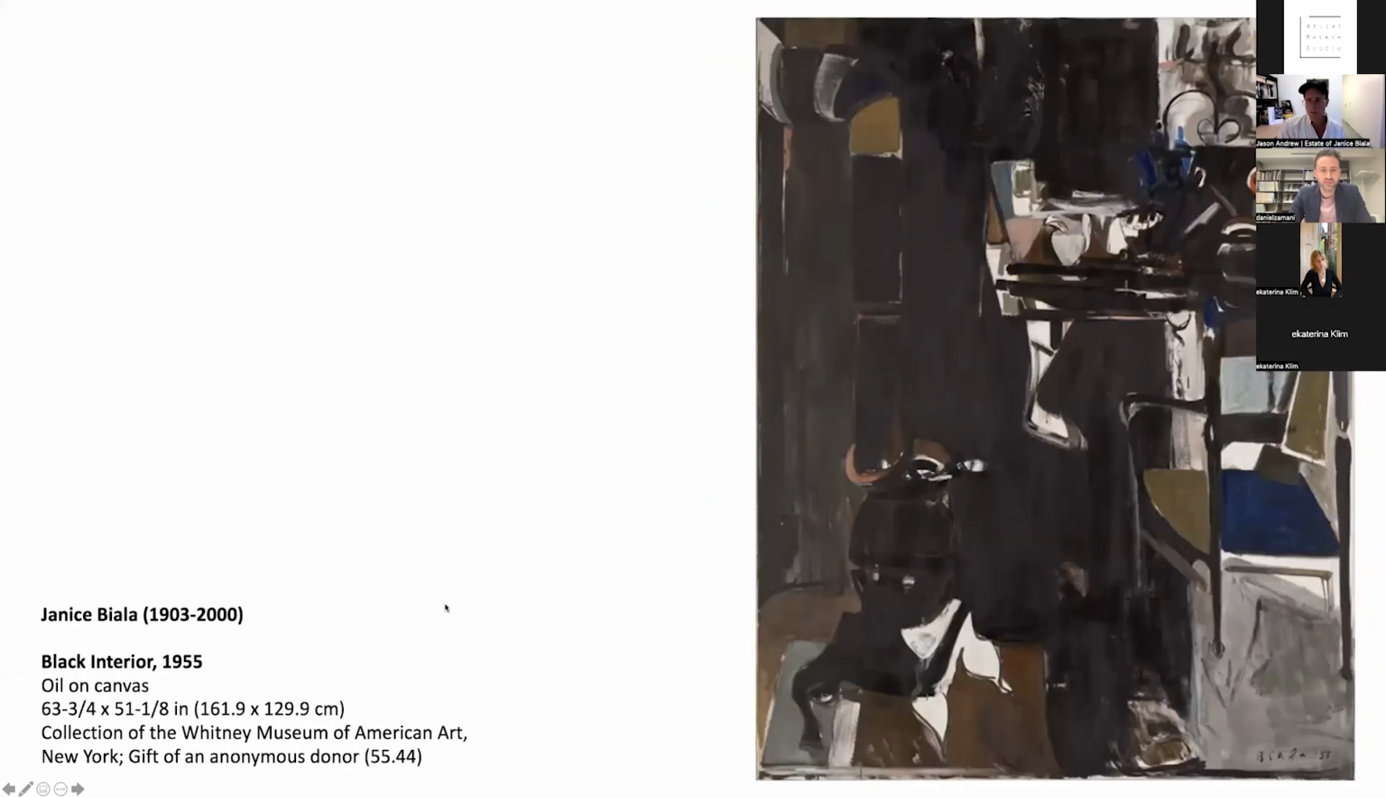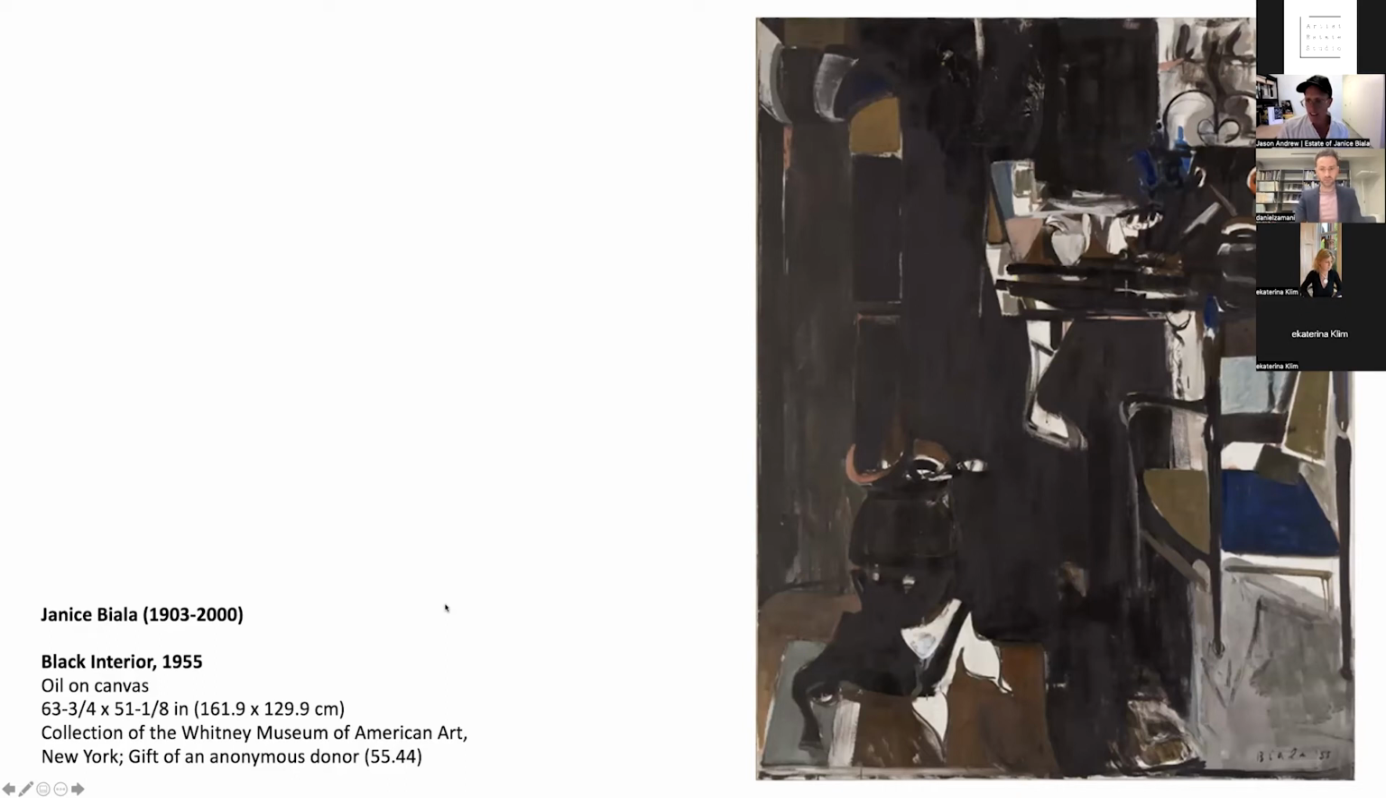This is her first museum acquisition that happened in 1955. This is Interior, it's in the Whitney Museum. Black interior, black stove, Cold Water Stove, second, what was the other name of this? Cold Water Flat. There's many versions of this name, but basically we get it. The black on black really sort of draws you in.